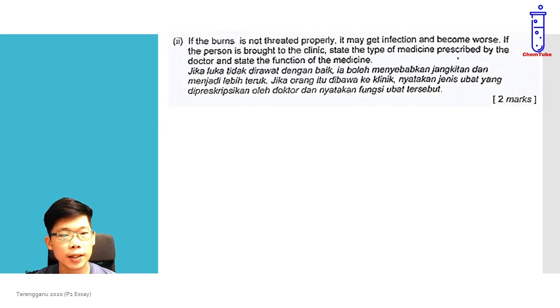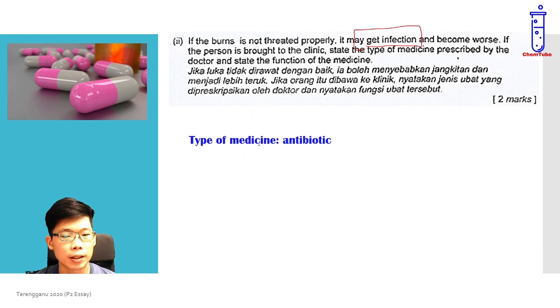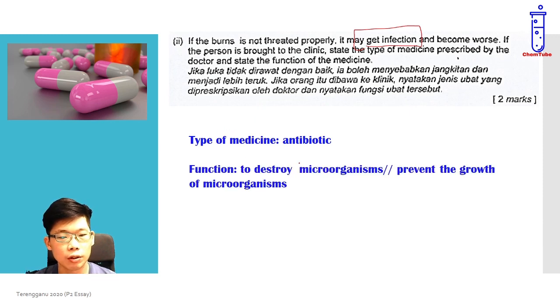Next, if the burn is not treated properly, it may get infection. The infection will be caused by bacteria or viruses. If it becomes worse and the person is brought to the clinic, state the type of medicine prescribed by the doctor and state the function of the medicine. Here the type of medicine should be antibiotics. And the function is to destroy the microorganisms and prevent the growth of microorganisms.